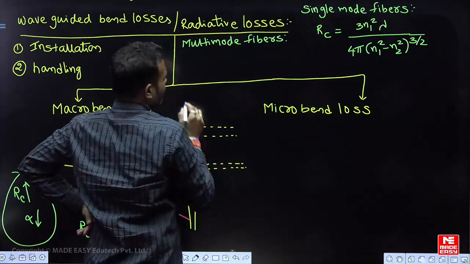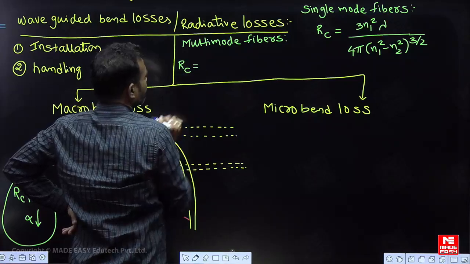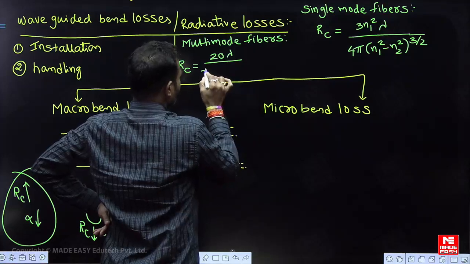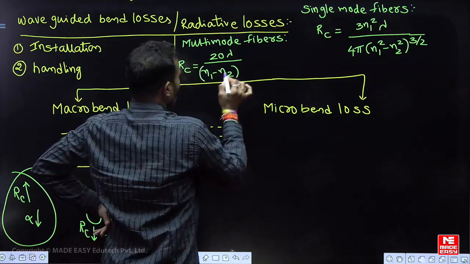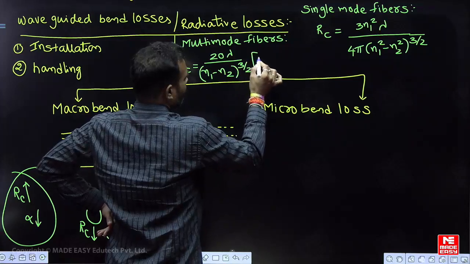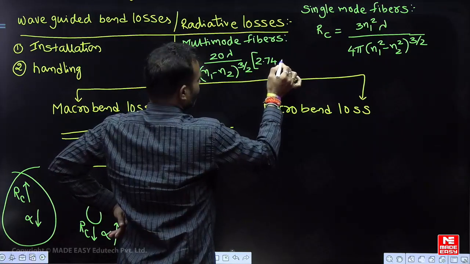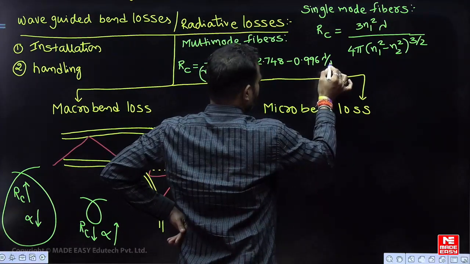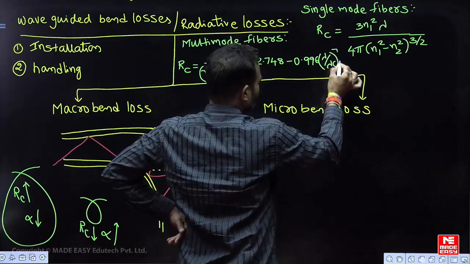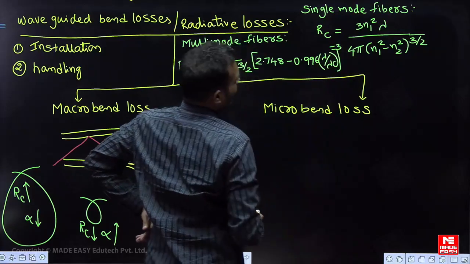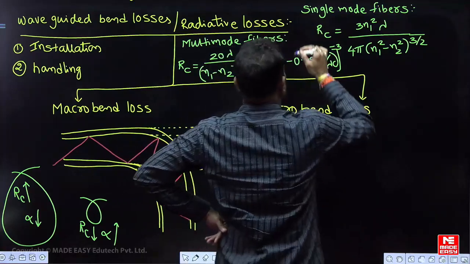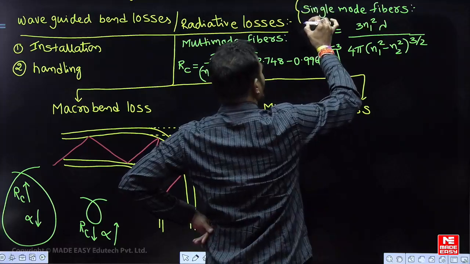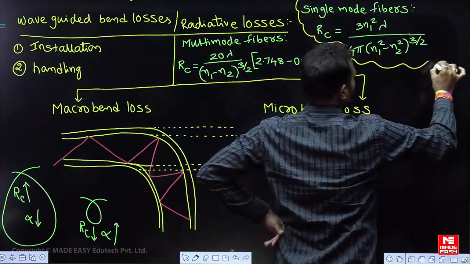If you talk about multi-mode fibers, your RC value, the radius of curvature, is given as 20 lambda divided by (n1 minus n2) whole to the power of 3 by 2, into (2.748 minus 0.996 lambda divided by lambda c) whole to the power of minus 3. I hope everybody in the class understood this. So, this is the formula we are having.